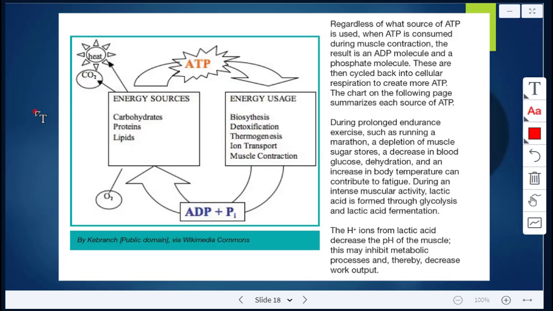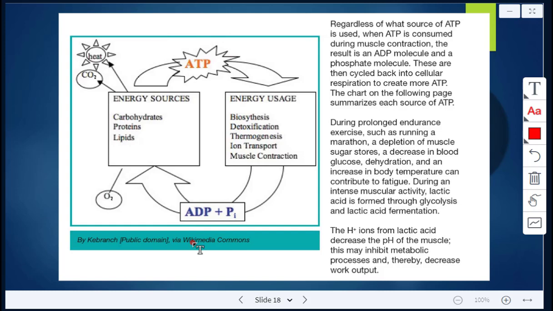All right, so regardless of what source of ATP is used, when ATP is consumed during muscle contraction, the result is an ADP molecule and a phosphate molecule. These will then get recycled back into cellular respiration to create more ATP.